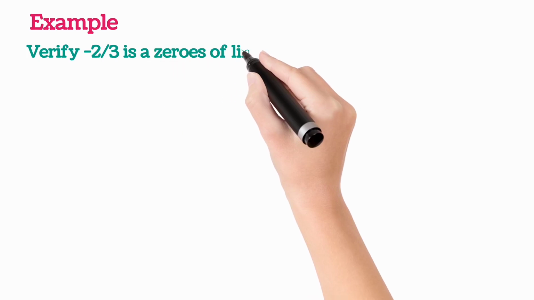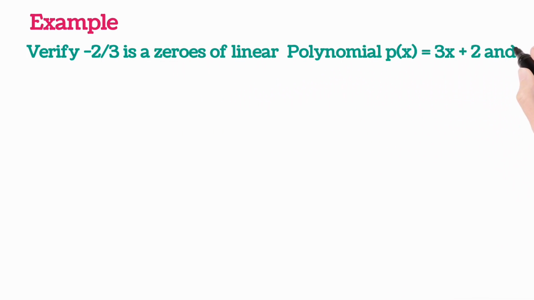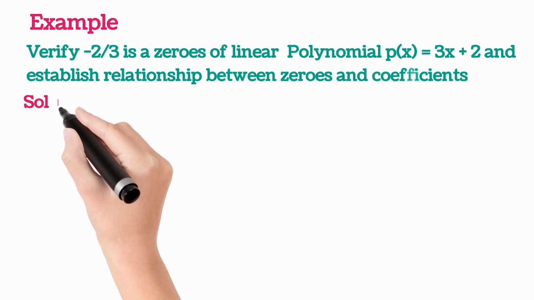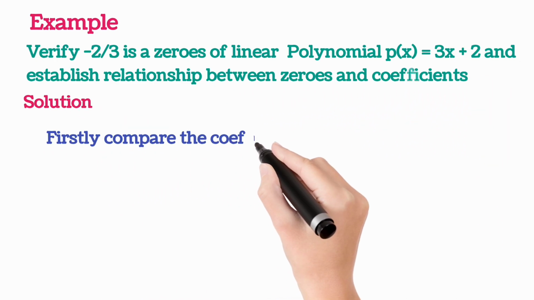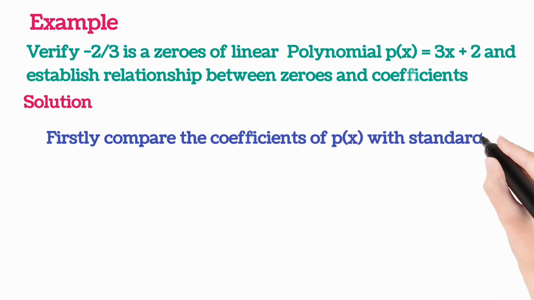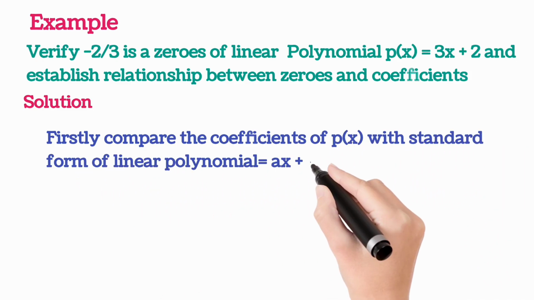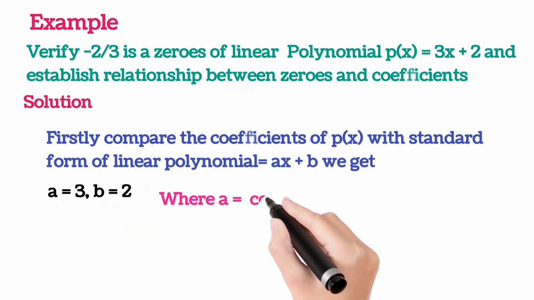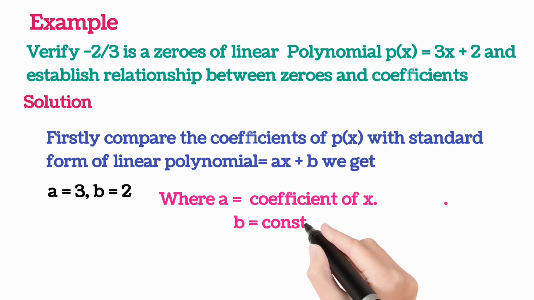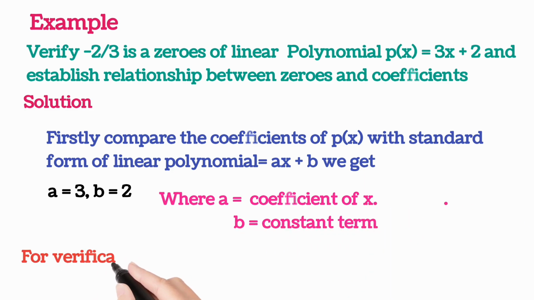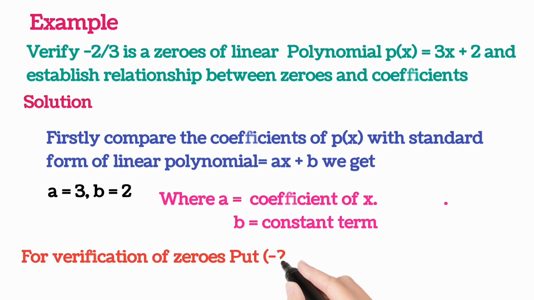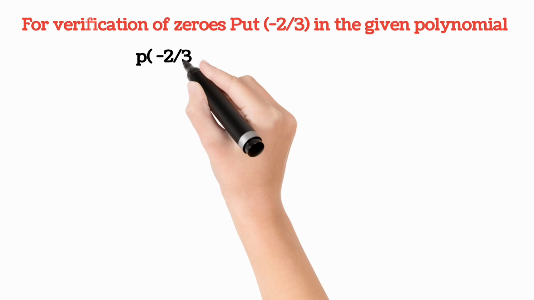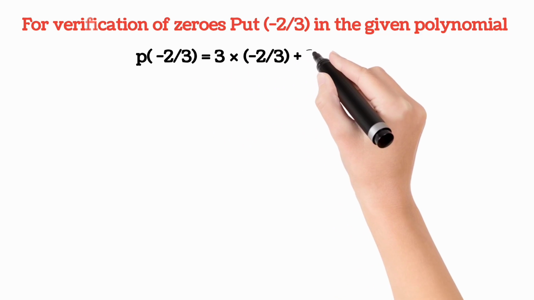Verify that minus 2 by 3 is a zero of the linear polynomial p(x) equal to 3x plus 2 and establish the relationship between zeros and coefficients. For this, look at the solution. Firstly, compare the coefficients of p(x) with the standard form of a linear polynomial ax plus b. We get a equal to 3, b equal to 2, where a is the coefficient of x and b is the constant term. For verification of the zero, put minus 2 by 3 in the given polynomial, that is p(minus 2 by 3) equal to 3 into minus 2 by 3 plus 2.